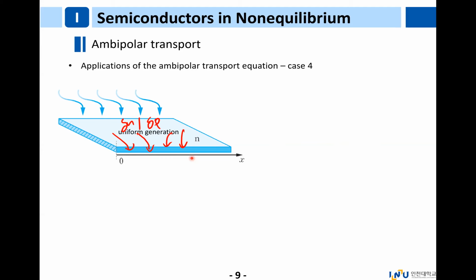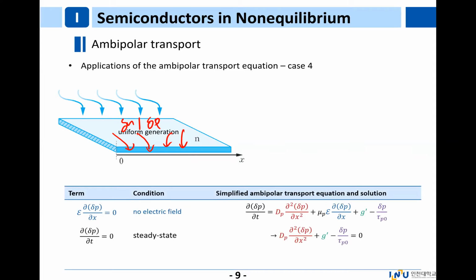Since there is no externally applied electric field and it is a steady state situation, the ambipolar transport equation can be expressed as follows. So the solution to this equation is as follows.